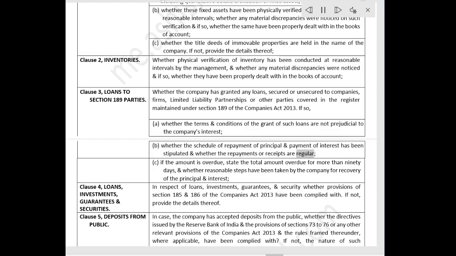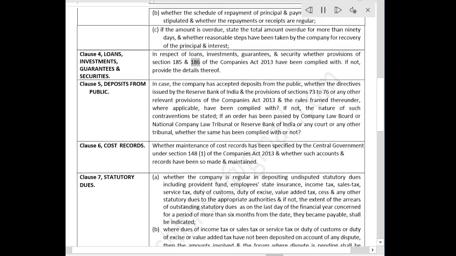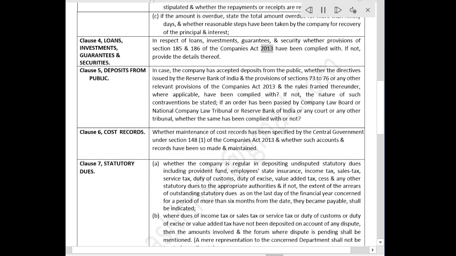C. If the amount is overdue, state the total amount overdue for more than 90 days, and whether reasonable steps have been taken by the company for recovery of the principal and interest. Clause 4. Loans, investments, guarantees and securities. In respect of loans, investments, guarantees, and security, whether provisions of Section 185 and 186 of the Companies Act 2013 have been complied with. If not, provide the details thereof.